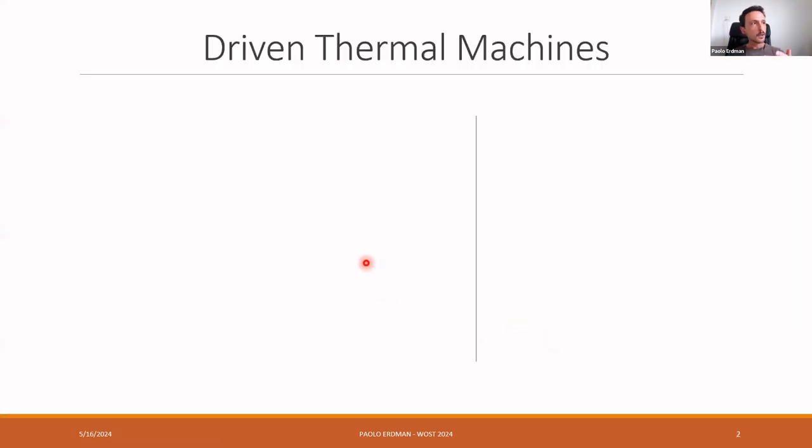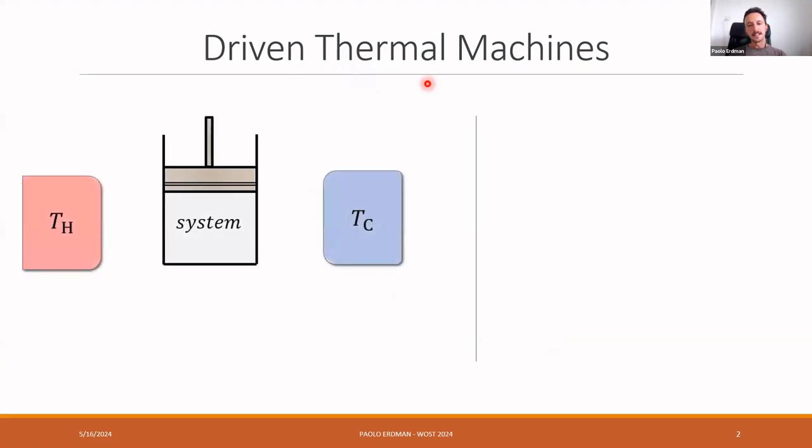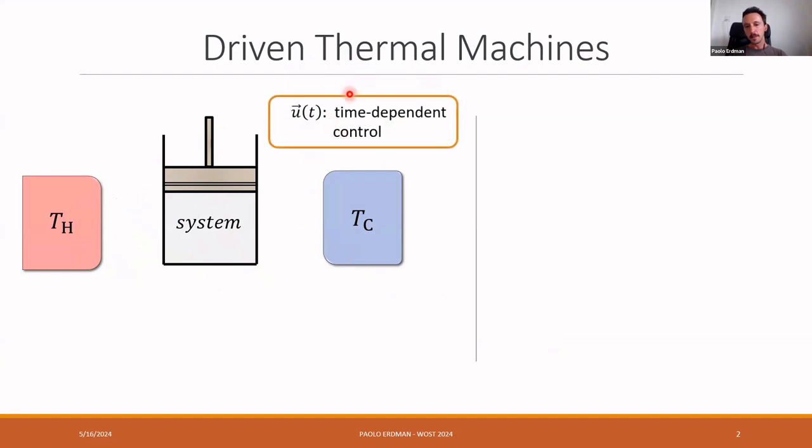So arguably one of the most interesting conceptual and practical applications of thermodynamics is that of heat engines. So I will focus in this presentation on driven thermal machines. As you all know, from an abstract point of view, we'll consider some system that can be coupled in time to a hot bath, and we can exchange some heat. We can couple it to a cold bath and exchange some heat. And importantly, we have a set of time-dependent controls that allow us to control the state of the system and to exchange work with it.